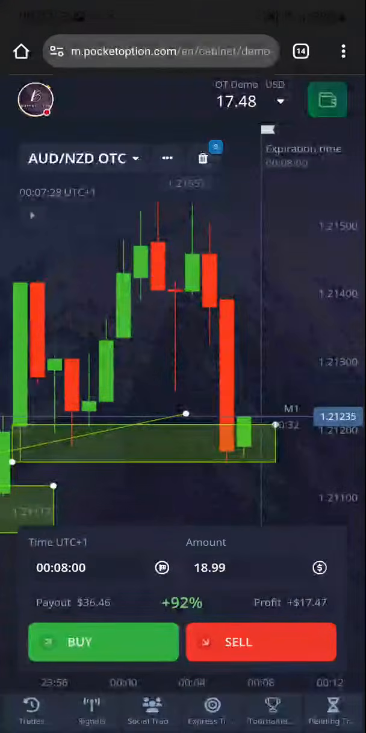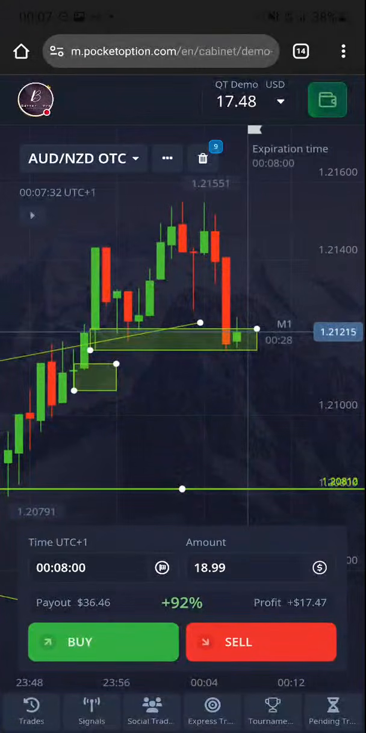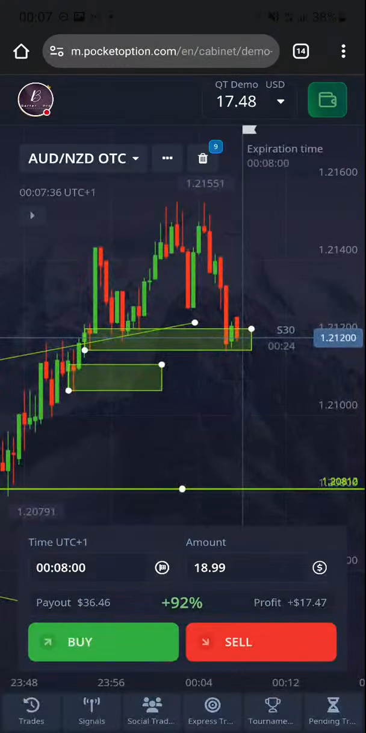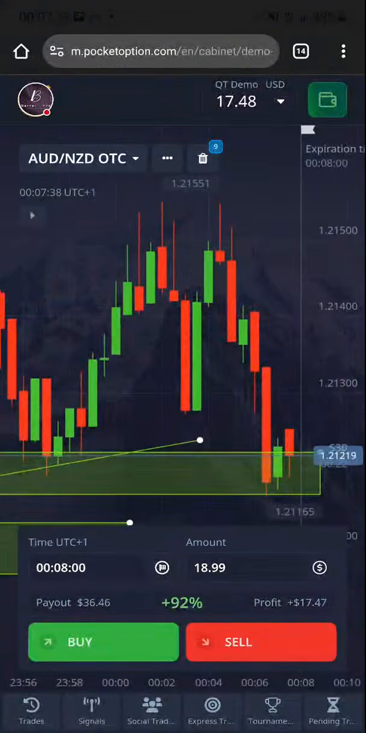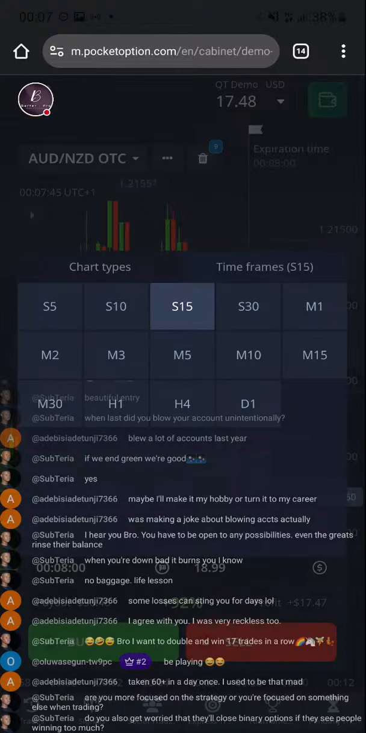Normally, you should have a pullback. Why? Let me explain. If we go to a lower time frame, you see inside this place, there should be a demand there. Look at it. This is the demand. If we still go lower, we should be able to find more demands.